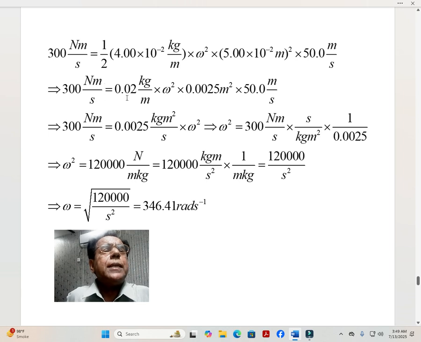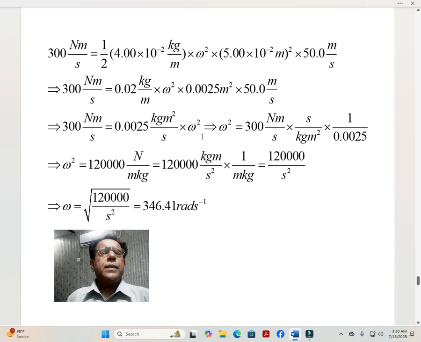So 300 Newton meter per second equal to 0.02 kilogram per meter. How does this value become? Actually, we divide 4 by 2 and then multiply it with 5.0, so the next step is just simplification, nothing else. These simplification steps belong to primary school level or middle school level. Anyhow, 300 Newton meter per second is equal to 0.0025 kilogram meter square over second into omega square.